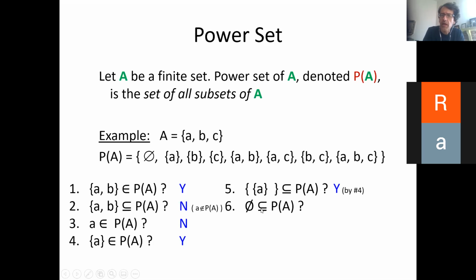Is the empty set a subset of the power set? The empty set is a subset of everything, so you don't even have to check. You don't care what's on the right-hand side. It could be a most bizarre thing. Empty set, I misspoke, is a subset of any set out there.